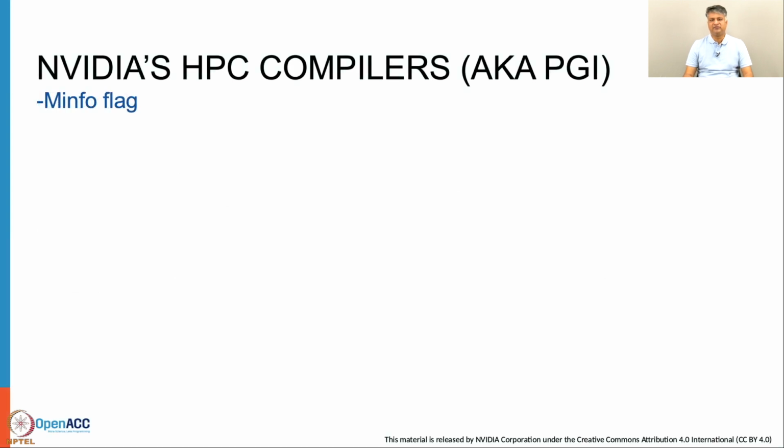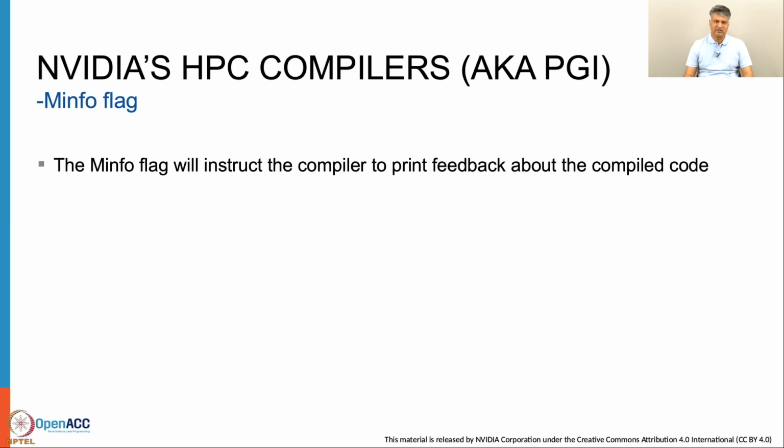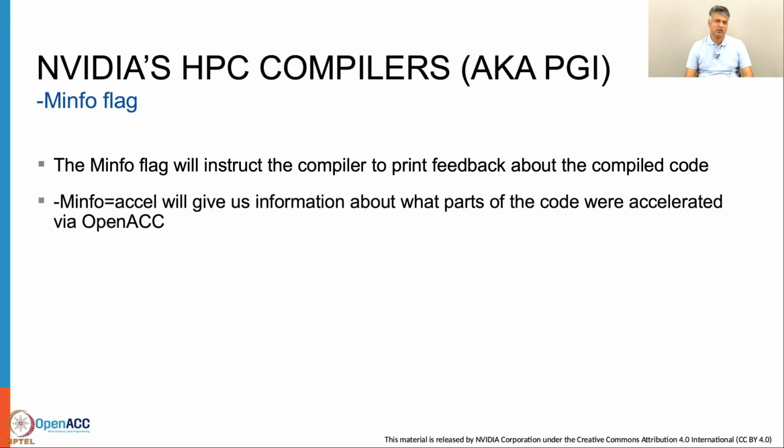There are a few other information bits that you can get from this compiler using what is called the -minfo flag. The -minfo flag will instruct the compiler to print feedback about the compiled code. Now, let us see what kind of information we can get back from the compiler. If you say -minfo=accel, it will give us information about which parts of the code were accelerated using OpenACC. For example, you have been learning about how to use OpenACC directives. So, if your code has OpenACC, then the flag -minfo=accel will give us information about which parts of the code are accelerated.